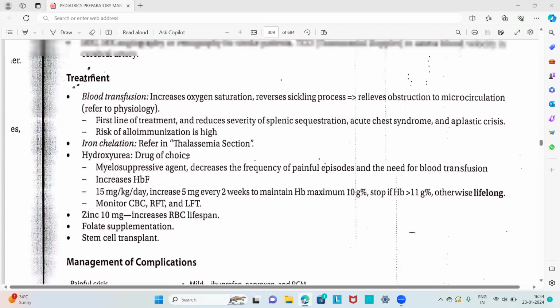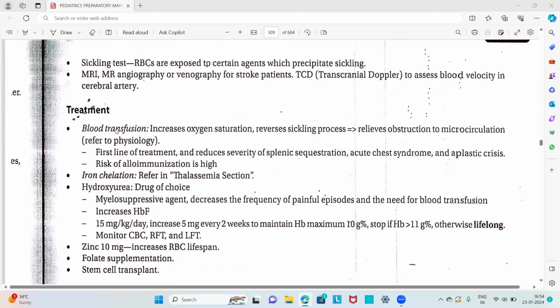Then about the treatment, we have to go for blood transfusion, which increases oxygen saturation, reverses the sickling process, and relieves the obstruction to the microcirculation. It is the first line of treatment. That is, blood transfusion is the first line of treatment in sickle cell disease as well as thalassemia, and it reduces the severity of splenic sequestration, acute chest syndrome, and aplastic crisis.